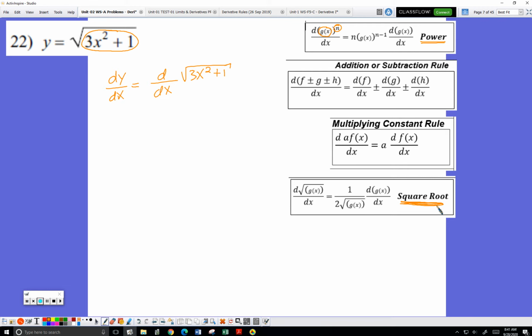So next line, this is dy/dx. Or the point for Daniel, you can just leave it blank if you want. So the rule says this can be rewritten like this. So I just copy it down. 1/2 over the square root. The g of x in this case is the 3x squared plus 1. Now I've got d over dx of that g of x.